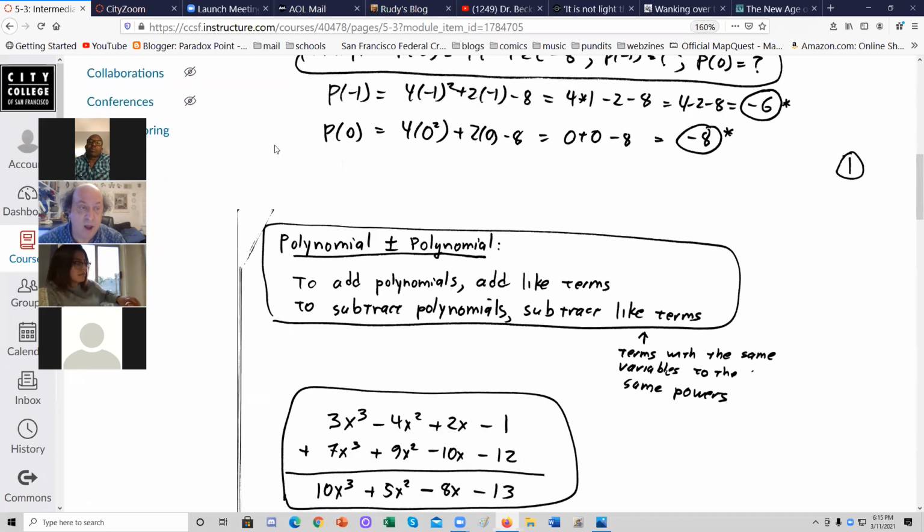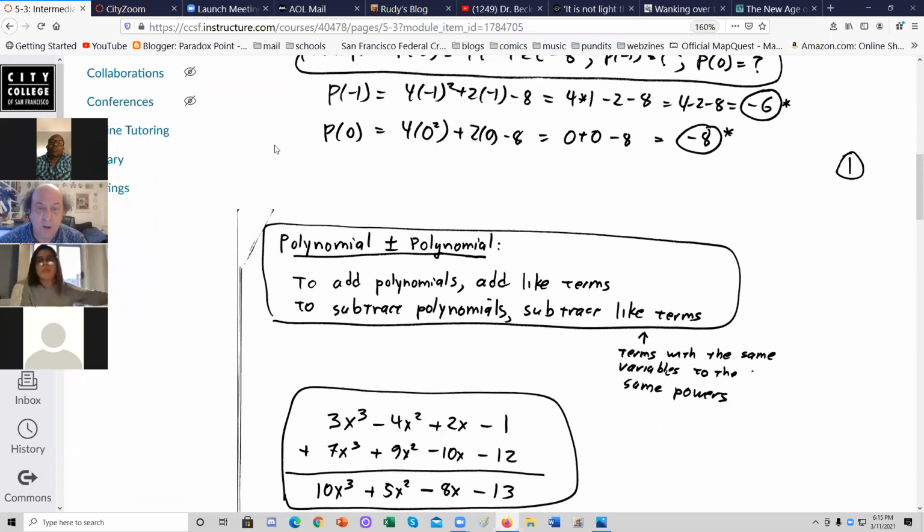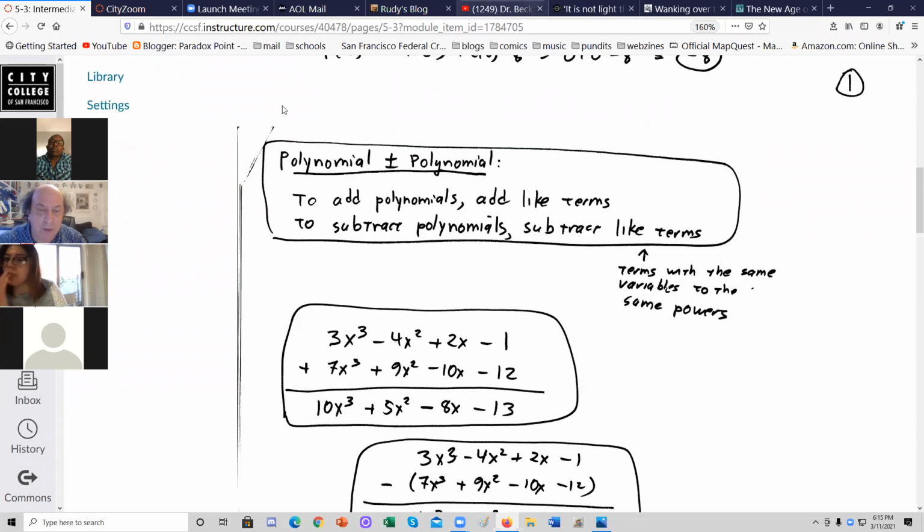Now, to add or subtract polynomials, what you do is you add like terms. To subtract them, you subtract like terms. Like terms are terms of the same variables to the same powers. So, for example, here we have the polynomial 3x cubed minus 4x squared plus 2x minus 1, and here we have 7x cubed plus 9x squared minus 10x minus 12. Here we add those two, and here we subtract those two.